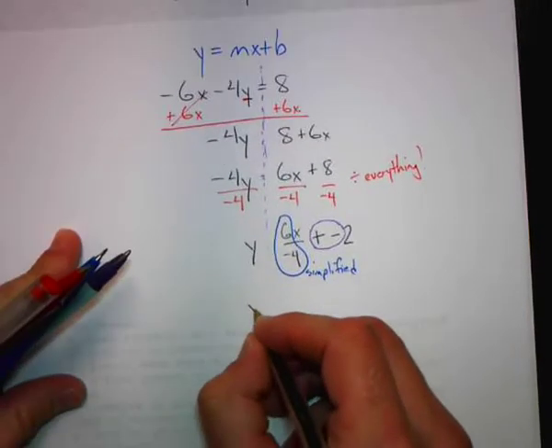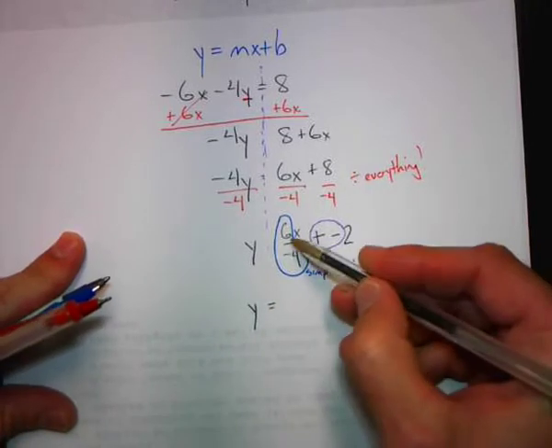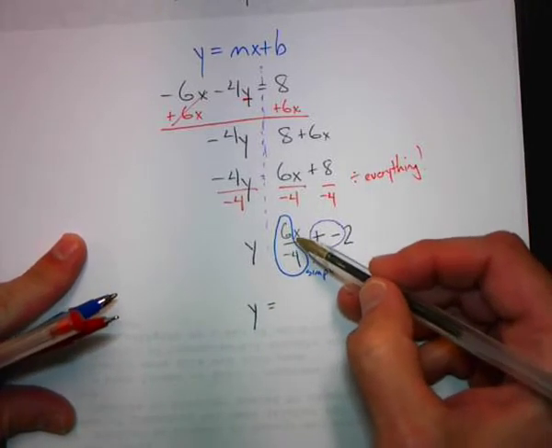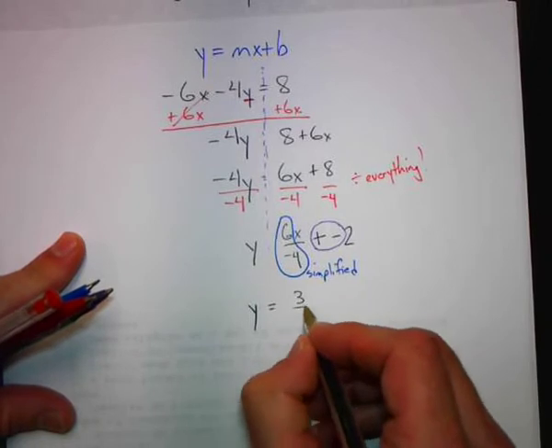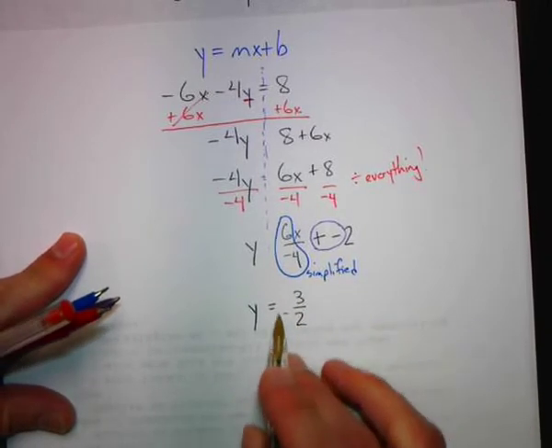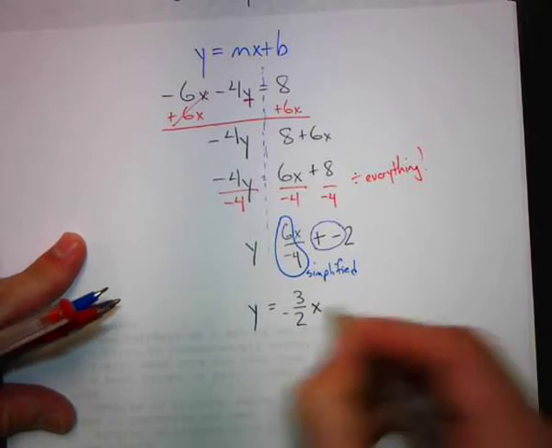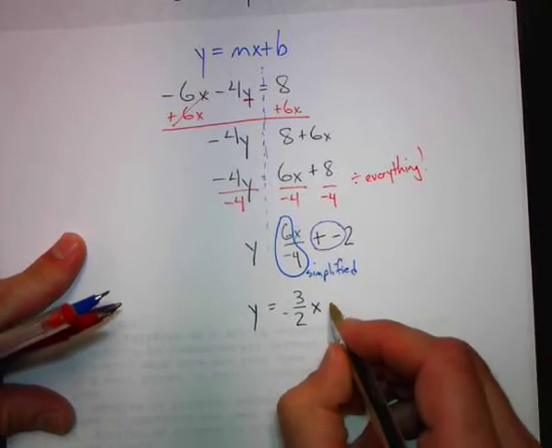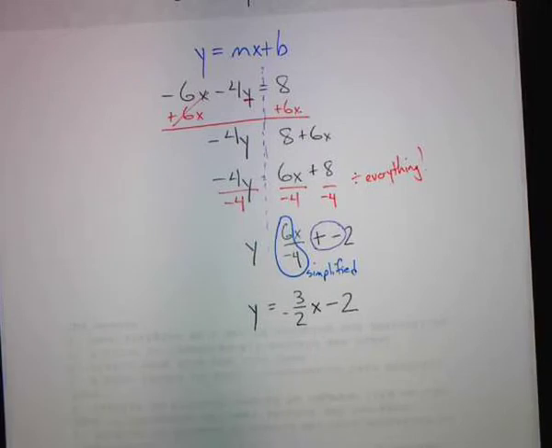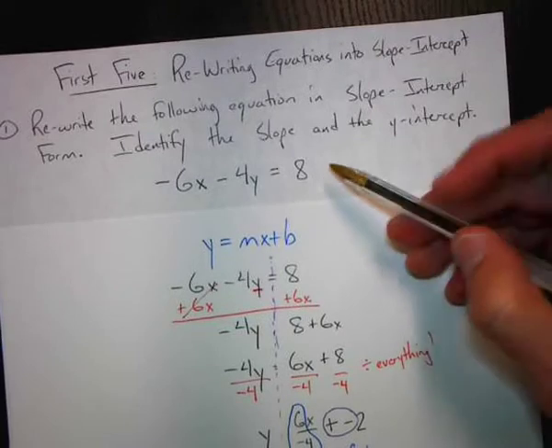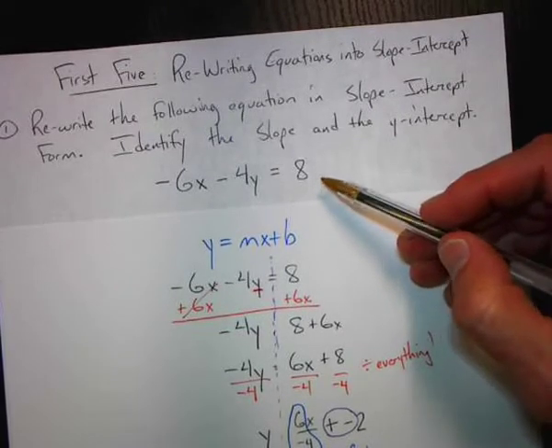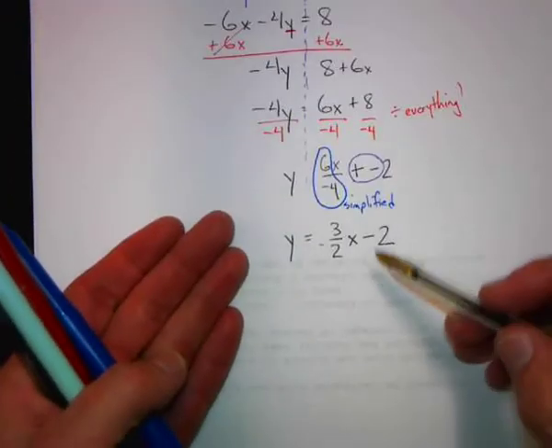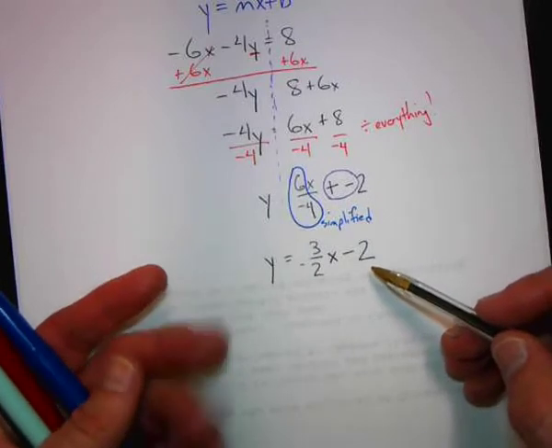So we have y by itself equaling 6 over -4. Both 6 and -4 are divisible by 2, so that leaves 3 and 2. And the whole thing is negative. There's our x. Plus minus is minus. There's our minus. So we have rewritten this equation. We have rewritten this equation in slope-intercept form, and it looks like this in slope-intercept form. This equation is the same as this equation. Okay, they're both the same.